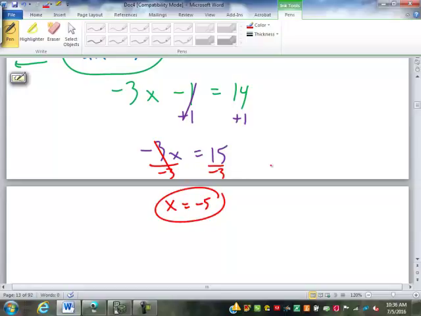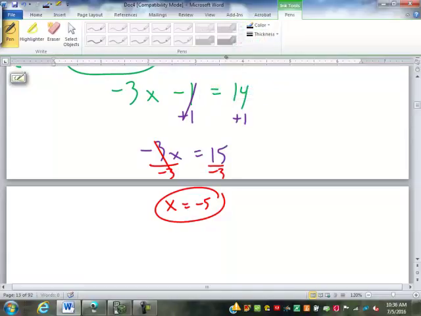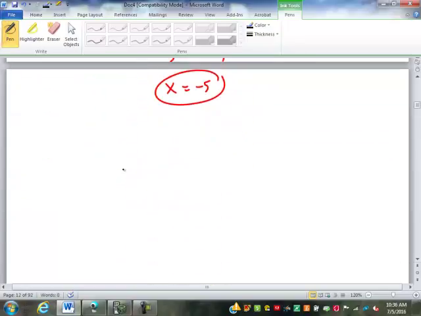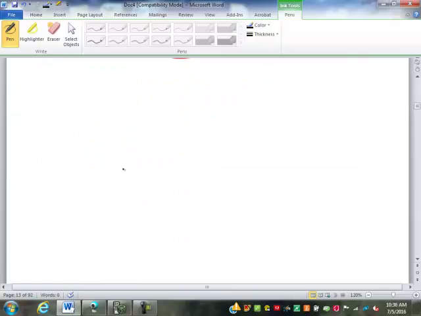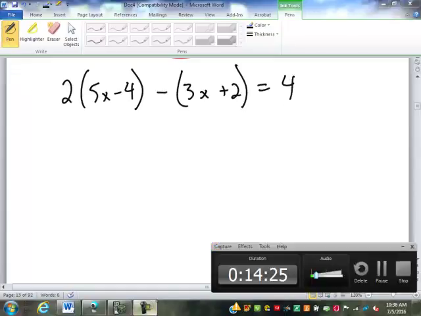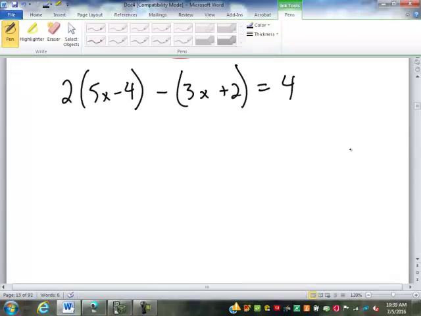Anybody have that one? I didn't give you quite enough time on that one either. But that negative in front of the parentheses, you have to remember, works best if you treat it as a negative 1 times the parentheses and work with it like that. So now in that light, try this one quick. Okay. So where do we start?